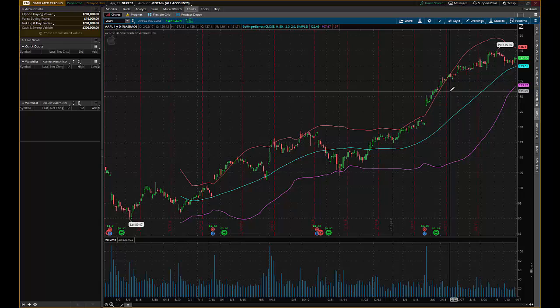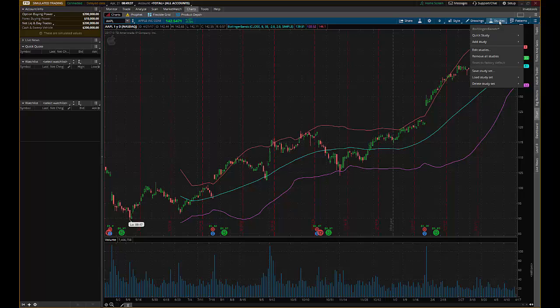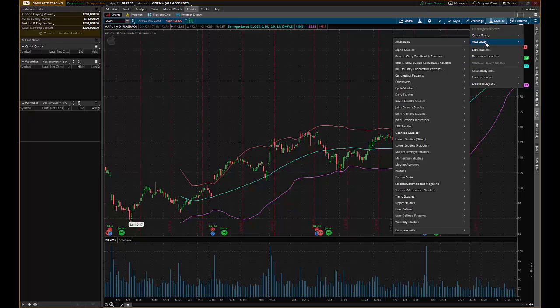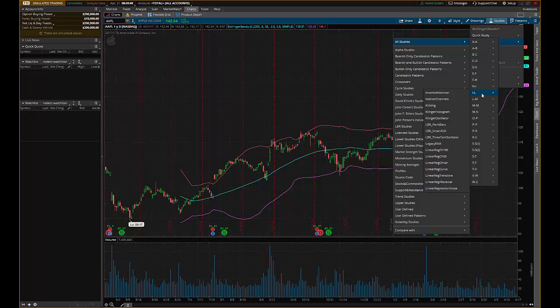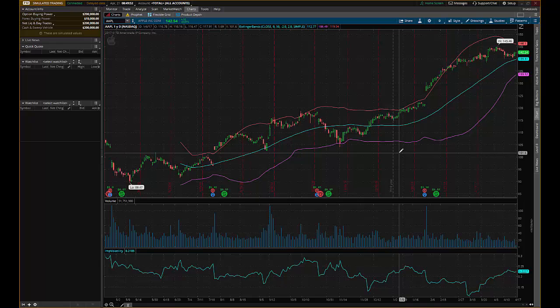Now also I like to add some other studies, and to do that I can go up here to studies, add study, and let's do all studies, and let's add implied volatility. Now, implied volatility is a good one.